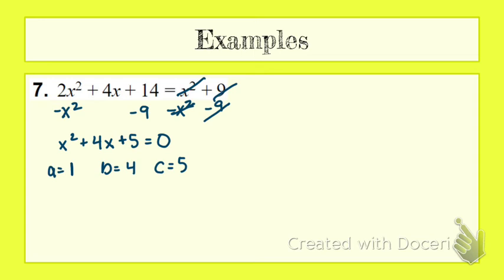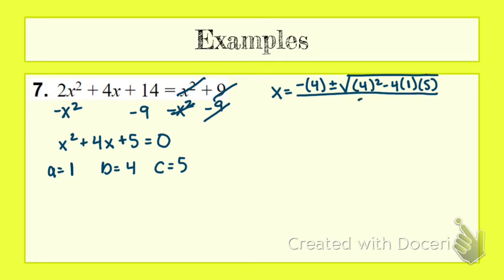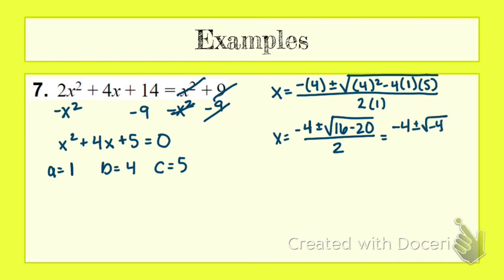So let's substitute. X equals -b plus or minus the square root of b squared minus 4 times A times C, all divided by 2 times A. And we will simplify. X equals -4 plus or minus the square root of 16 minus 20, all divided by 2. And then we will simplify again. -4 plus or minus the square root of -4, all divided by 2.